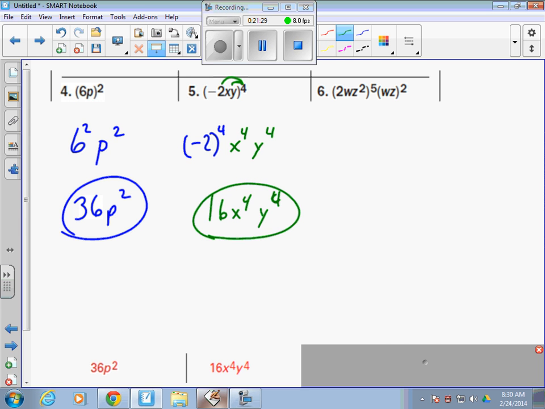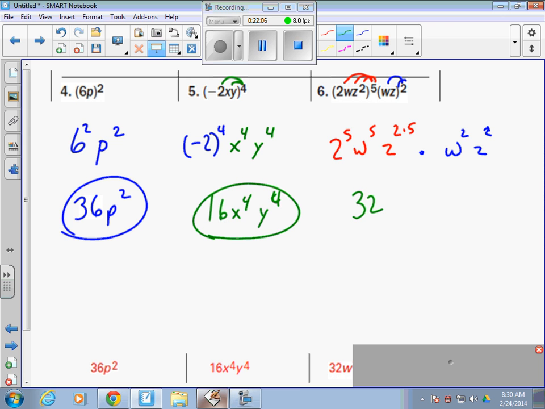And then the last one, you have to give the fifth power to everything. 2 to the fifth power times w to the fifth power times z to the 2 times 5. Remember, any time you're raising a power to a power, you have to multiply. And then it's saying times w squared times z squared. So when we evaluate all this out, 2 to the fifth means 2 times itself, 5 times. 2 times 2 is 4, times 2 is 8, times 2 is 16, times 2 is 32.